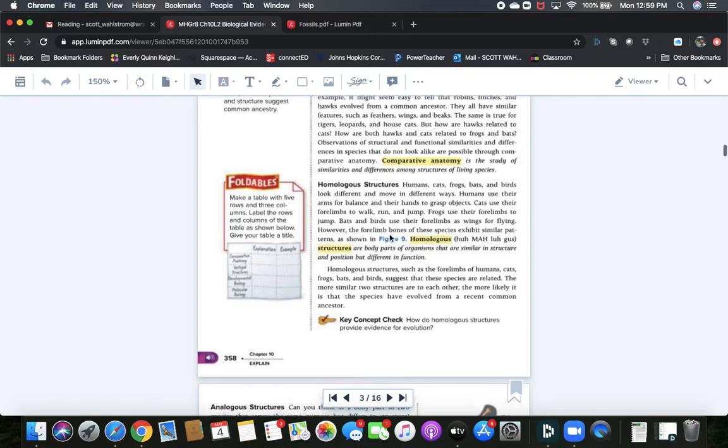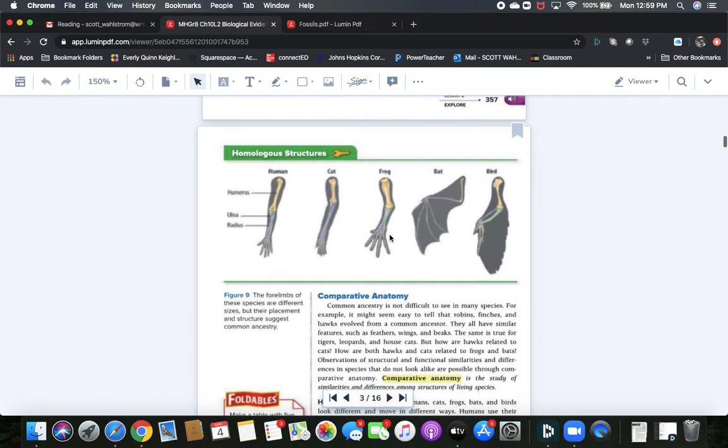Let's take a look at Figure 9. Figure 9. The forelimbs of these species are different sizes, but their placement and structure suggest common ancestry. We have a human, a cat, a frog, a bat, and a bird.